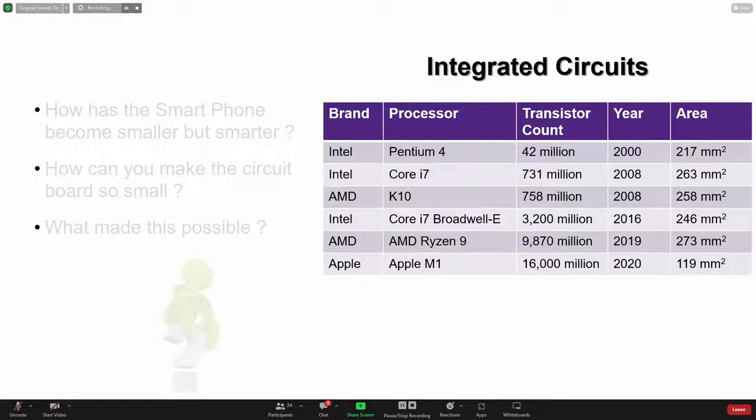Now, as you see over the years, the number of transistors in an IC has increased drastically. You now have the Apple M1, which has 16,000 million transistors, and its size is smaller than the Pentium 4, which had only 42 million transistors. So how is this possible? Designing such complex circuits with billions of transistors is not done by hand, or it cannot be done manually. It requires a complete ecosystem, a complete industry, and that is the electronic design automation industry.